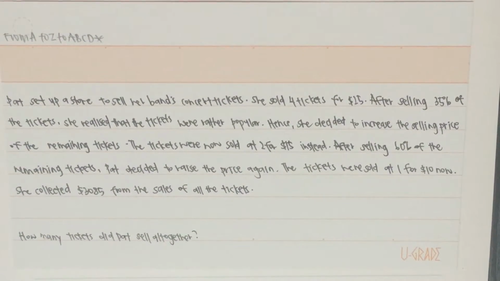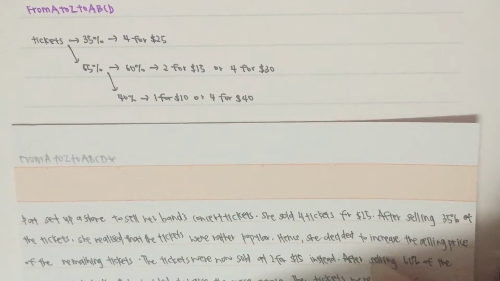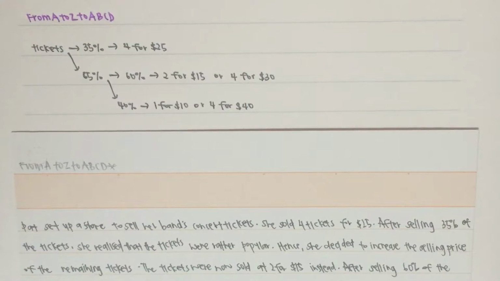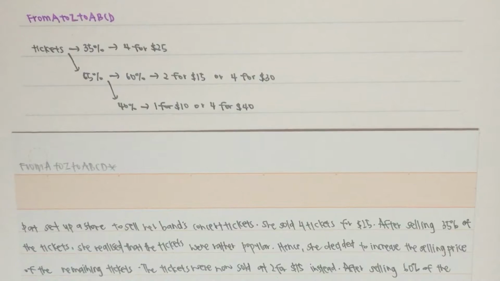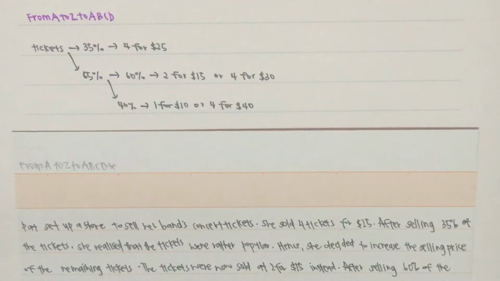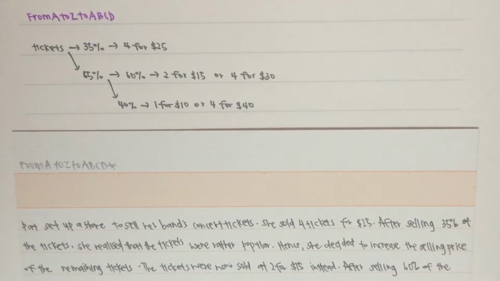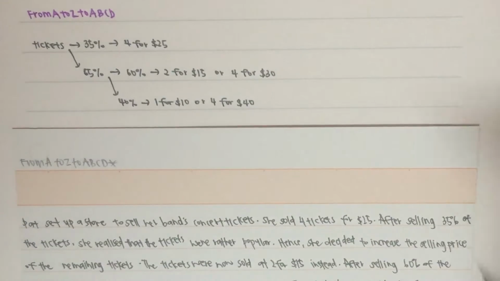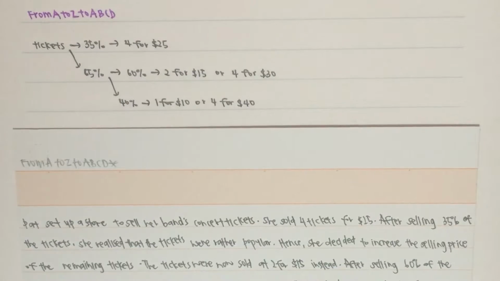Similarly to question 1, we are going to have a simplified diagram of the question. So all the tickets, right? The first 35% was being sold at 4 for $25. Then the remaining amount will be 65% because 100 minus 35 gives you 65. Then of the remaining 65%, 60% were being sold at 2 for $15, or you can convert it to 4 for $30. Whereas the remaining of this amount, which is the 40% of the 65%, are sold at 1 for $10 or 4 for $40.